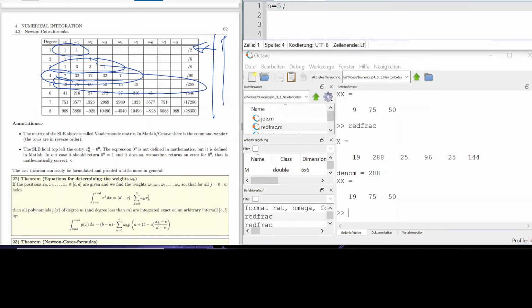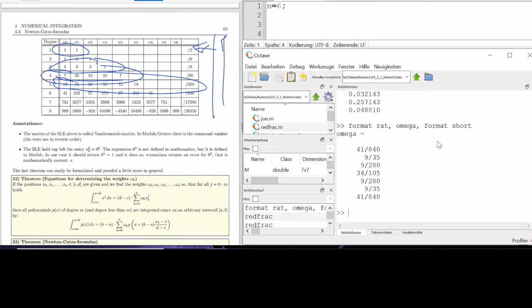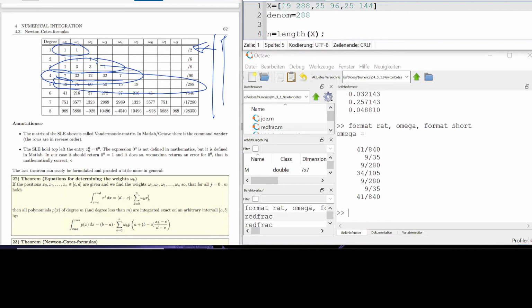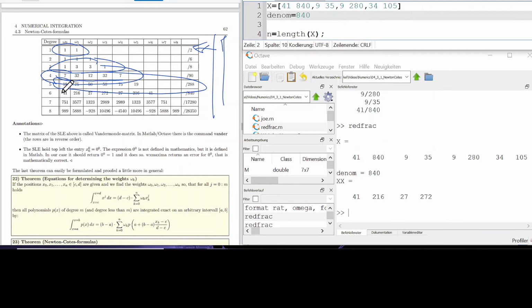Okay, let's run the code for 6. And we get that 41 divided by 840, 9 divided by 35. So again, let's go to the denominator. Let's run, and we get 41, 216, 27, 272, and then these numbers again. Now let's run the code for 7.